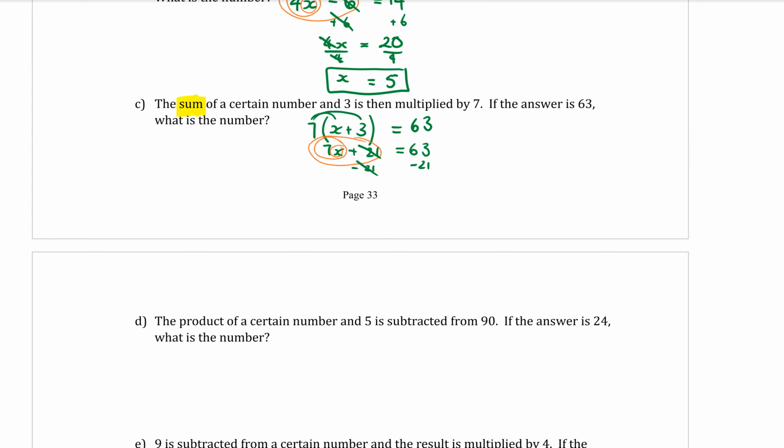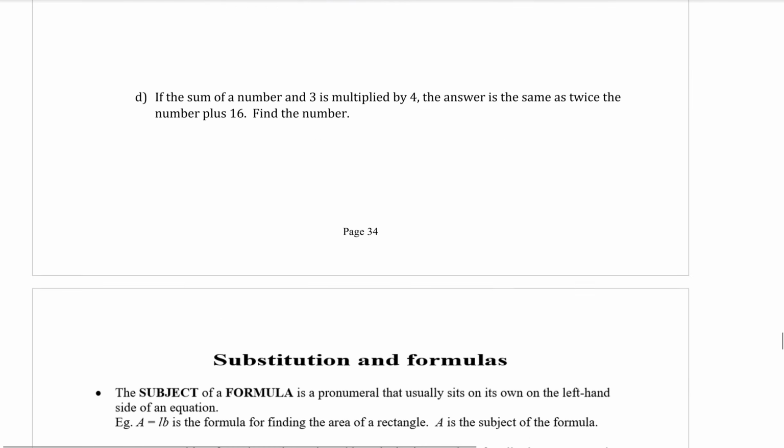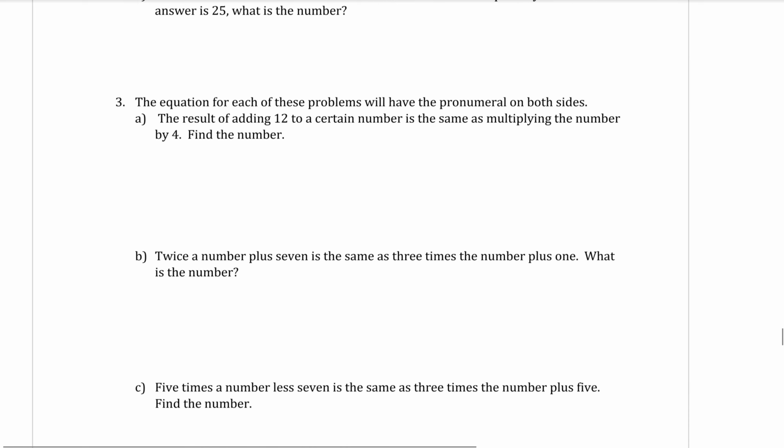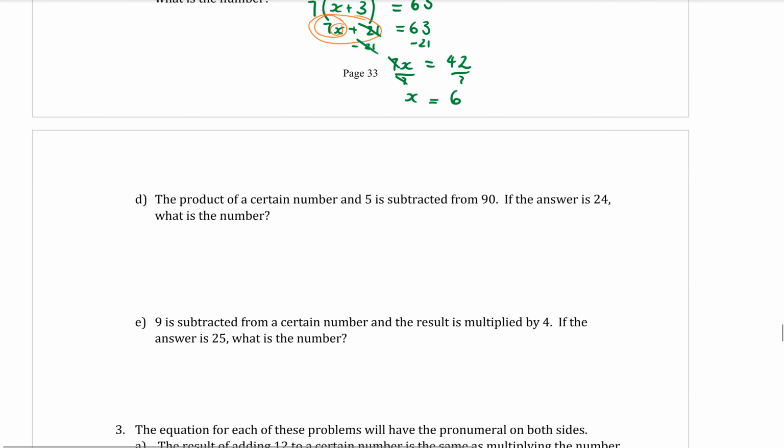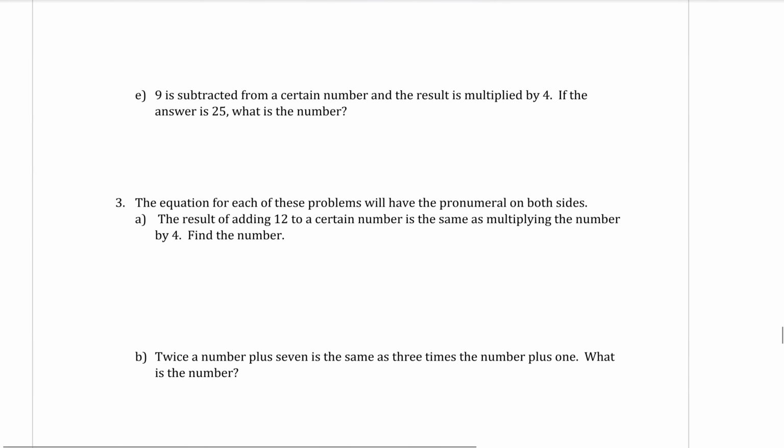That leaves 7x equals 63 take away 21 is 42. Then last step, how do I get rid of that 7? Yes. Divide by 7, which gives x equals 6. All right, I feel like I probably should stop here. This was actually your worksheet. Or maybe I'll leave D and E and I'll do question 3 for you.